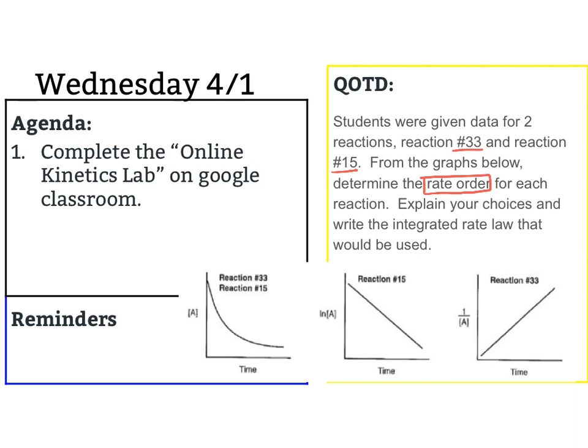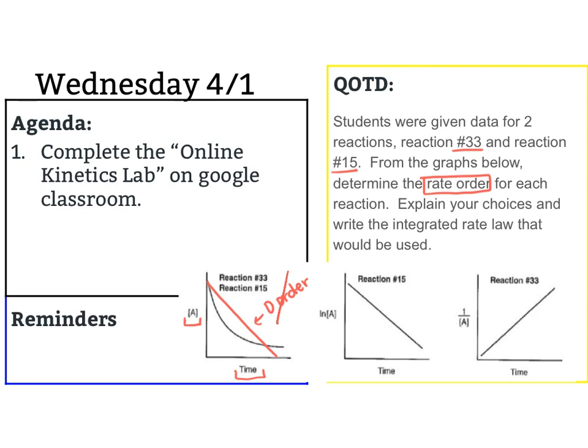So when I look at the first graph, I'm looking at a concentration versus time graph. Now, if this were a straight line, so if it went like this for either of them, we would know that it's a 0 order. But since it doesn't, that gets rid of 0 order. So we know neither of them are 0 order reactions.